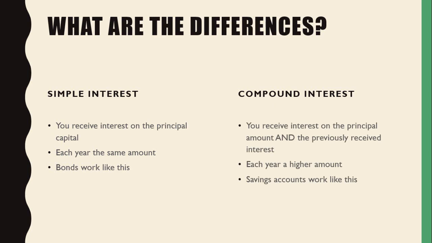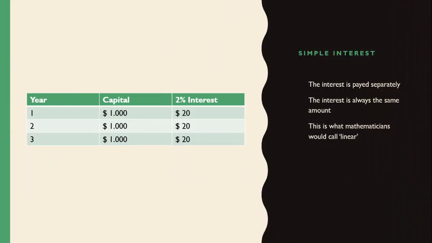Compound interest is different. You receive interest on the principal amount and the previously received interest. So each year you get a higher amount. Savings accounts at banks work just like this. I have prepared two examples, one of each form of interest.